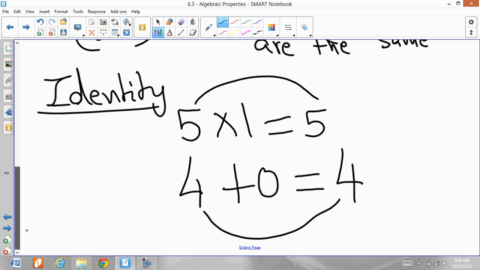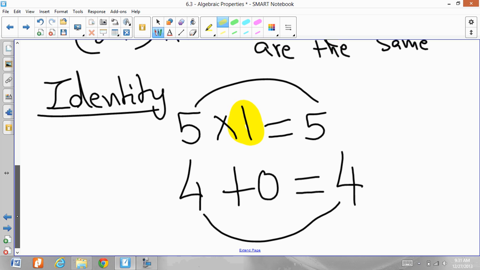The last one in this case is the identity property. When you multiply any number by 1, you're going to get the number back itself. When you add a 0 to any number, you're going to get the value back again. So this will be the identity property. This one is the most important one because you're going to keep in mind any number multiplied by 1 gives you back the number again.